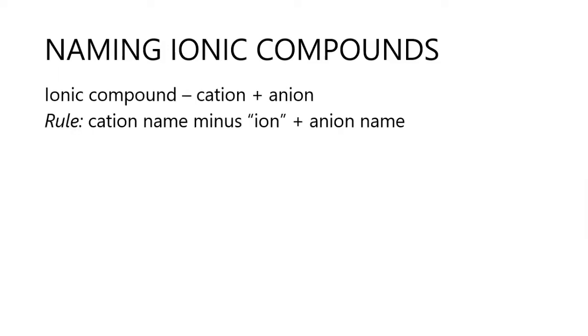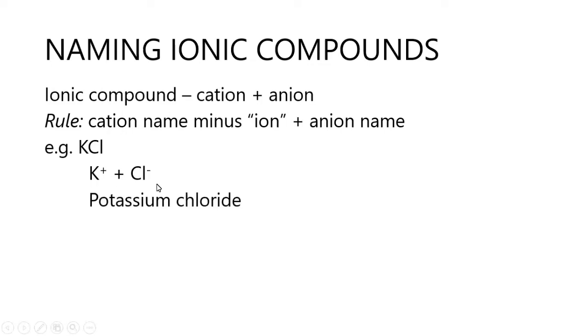Ang rule natin for ionic compounds is the cation name minus the word ion plus an ion name. Example, the name for KCl is, okay, i-break down muna natin siya into K+ and Cl-. That is potassium chloride. Okay?